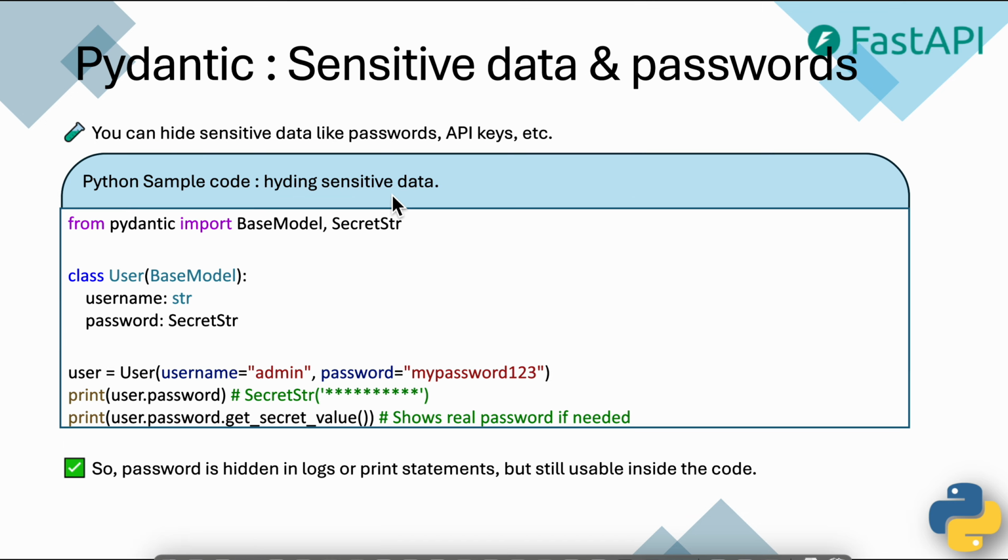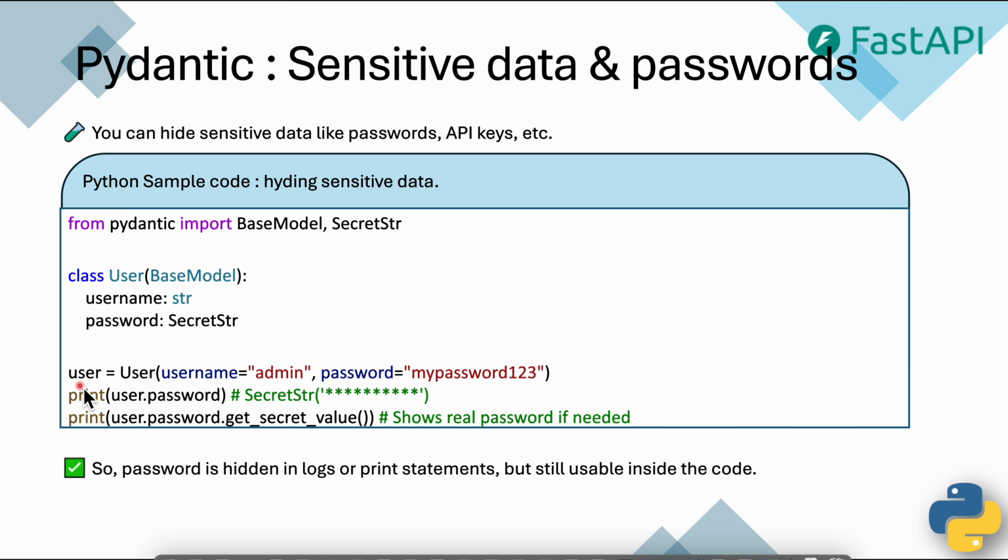Pydantic sensitive data and passwords. You can hide sensitive data like passwords, API keys, etc. Python sample code for hiding sensitive data. From pydantic, import BaseModel and SecretStr, and define a class with the name User derived from BaseModel and having two attributes. One is username, the other one is password. Username is defined as string, password is defined as SecretStr which is derived from Pydantic.